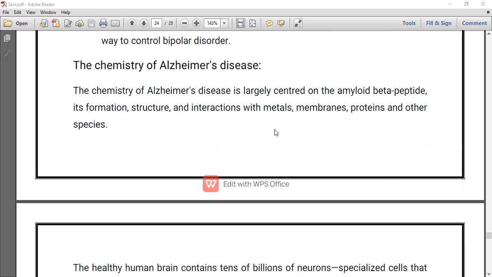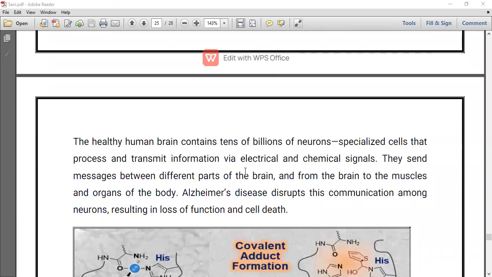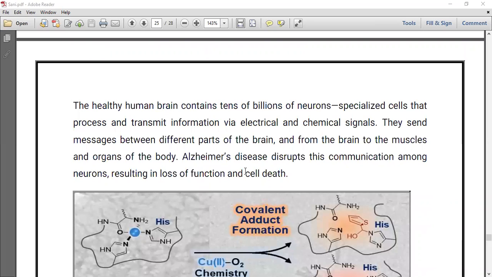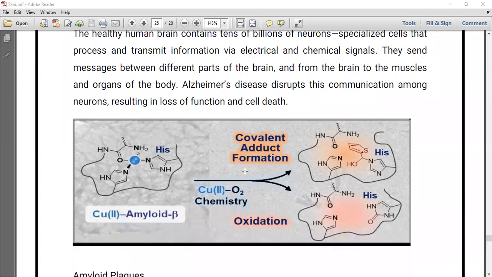The chemistry of Alzheimer's disease is largely centered on the amyloid beta peptide, its formation, structure, and interaction with metals, membranes, proteins, and other species. The healthy human brain contains tens of millions of neurons, specialized cells that process and transmit information via electrical and chemical signals. They send messages between different parts of the brain and to the muscles and organs of the body. Alzheimer's disease disturbs this communication among the neurons, resulting in loss of function and cell death. It means that it is the amyloid beta which affects our brain, destroying this communication and causing the cell death.